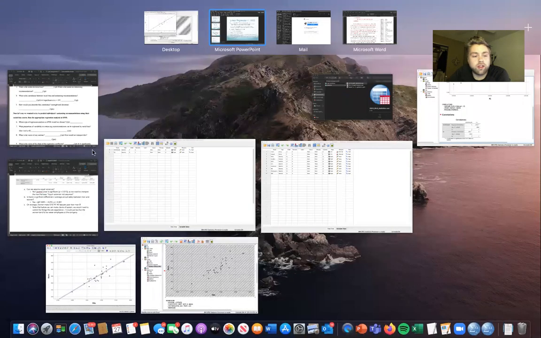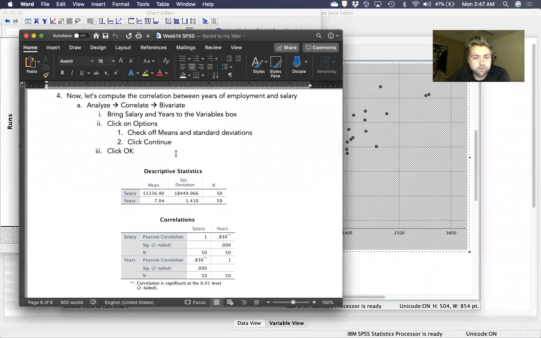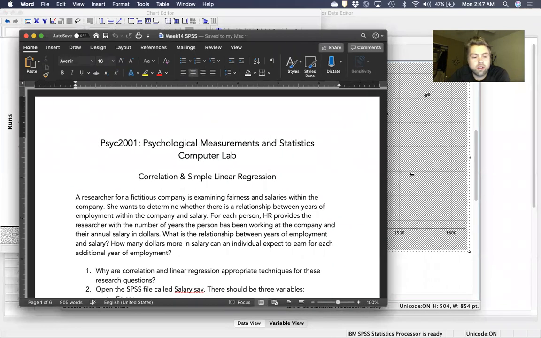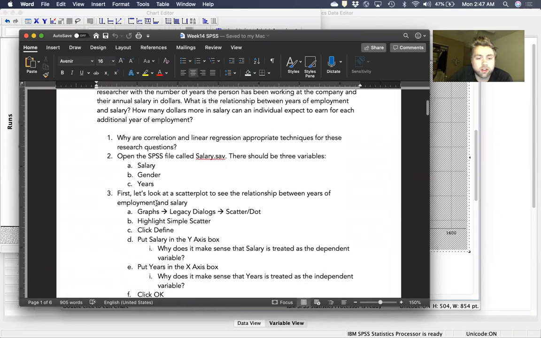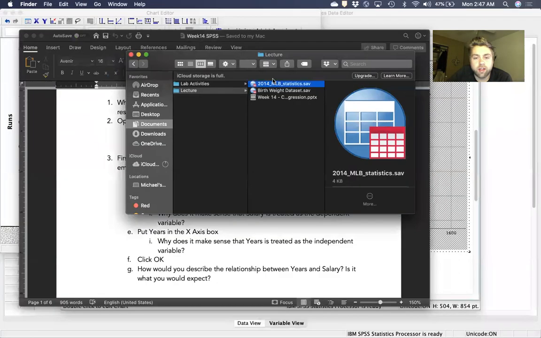I'm going to look at the activity real quick. For the activity, we're doing a lot of similar things. A researcher for a fictitious company is examining fairness in salaries within the company. She wants to determine whether there's a relation between years of employment within the company and salary. So we're looking at salary, gender, and years. I'm going to open up the salary data file that I'll put on D2L.